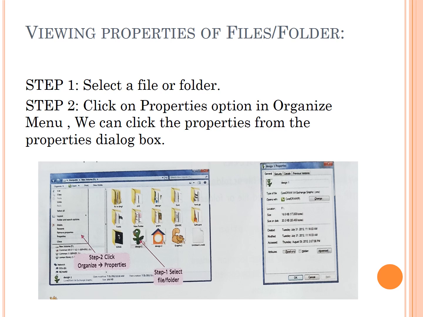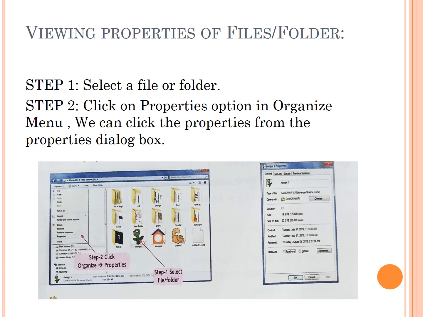This slide will help you see how to view the properties of a file or folder. Follow these steps. Step 1, select a file or folder. Step 2, click on the Properties option in the Organize menu. We can see the properties in the Properties dialog box.